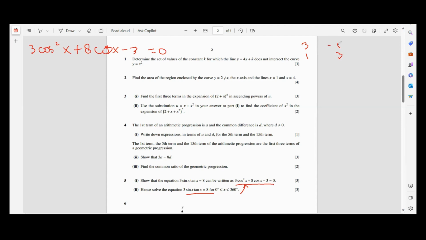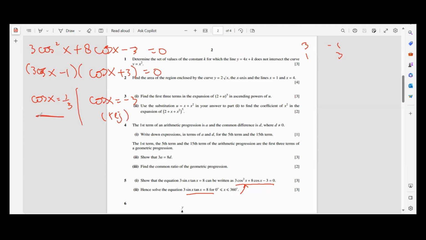So I want to get the solution: 3 cos x minus 1 times cos x plus 3 equals 0. And then here I will get cos x equals 1 over 3, or cos x equals minus 3. So you have to know the minimum value of cos is minus 1. So if it is minus 3, there is no solution, or we can say this is rejected. So we only have to solve cos x equals 1 over 3.